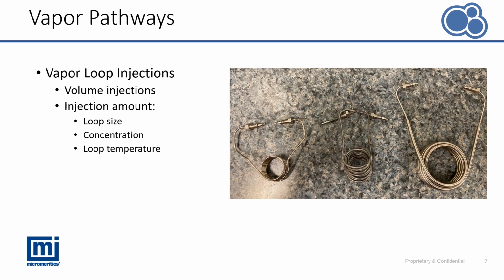In past instruments, vapors can be introduced via pulses. The method of pulse injections are based on filling a loop, as shown on the right, and actuating a rotary valve for vapors in the loop to be carried into the system. Loops can be changed to larger volumes, and the loops shown here are 0.5 cc, 1 cc, and a 5 cc loop. The amount injected is determined by the physical loop size, the concentration of the vapor carried in the stream, and the temperature that the loop is held at.